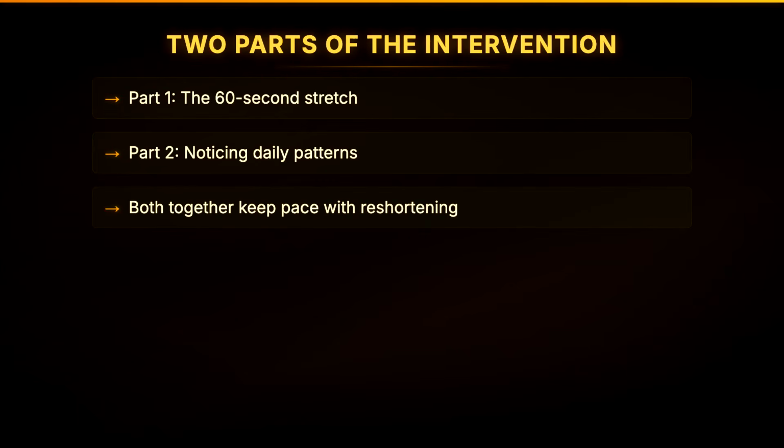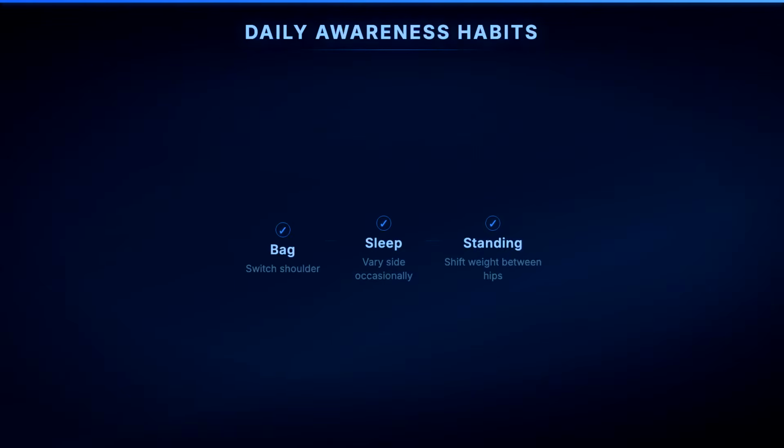Which means the real intervention has 2 parts, and I've only given you one of them so far. The second part is noticing the pattern. Not eliminating it entirely. Most of us aren't going to change which shoulder our bag sits on out of pure willpower, and that's fine. But noticing it changes its grip on you.